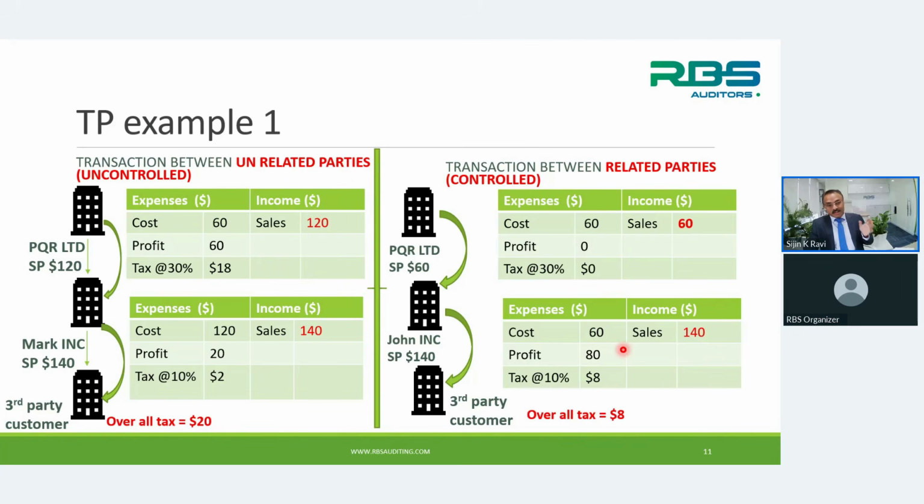And the first one, unrelated party transaction, total tax rate is $20, and related party transaction, its tax rate is $8. So because of these reasons, the transfer price comes into the picture.